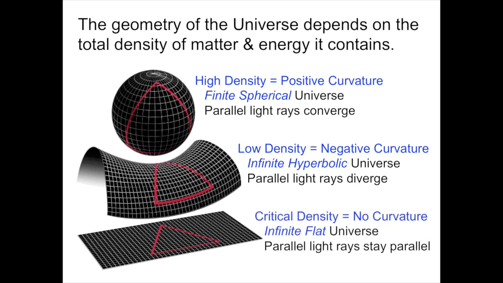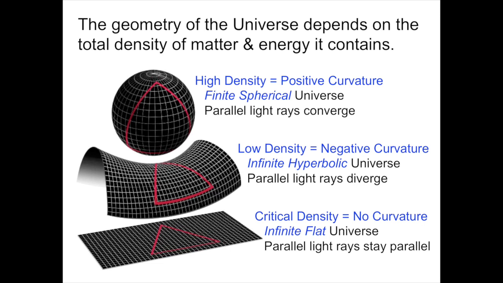In between the high and low density, there is going to be a critical density. The critical density will be the density that the universe will have that will make it exactly infinite and flat. A Euclidean flat universe has no curvature, and light rays will stay parallel over all distances.